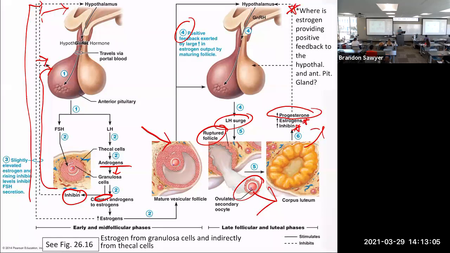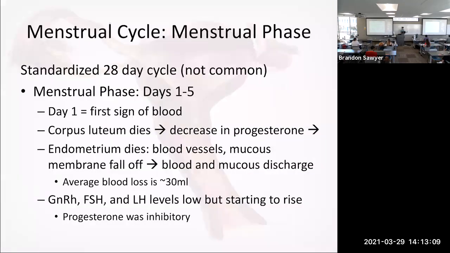Okay, all right. Let's do it. So, menstrual cycle. We've standardized it here to 28 days. Most women don't have an exactly 28-day menstrual cycle, but it makes the most sense when we talk about it this way. Okay, and we're going to talk about each of the phases. And so we'll start out with the menstrual phase.